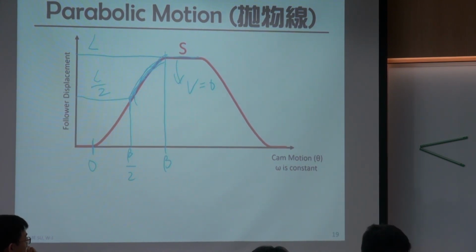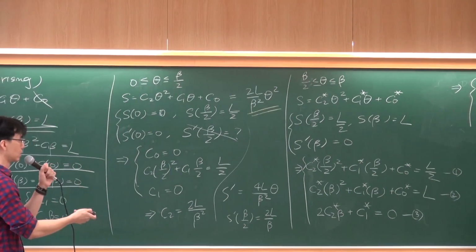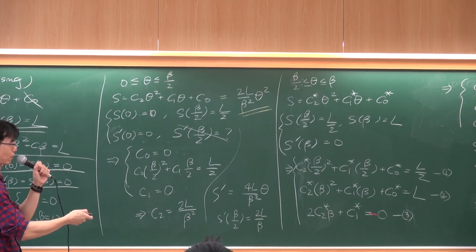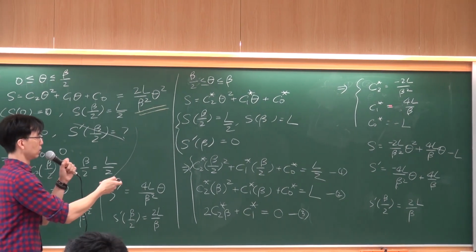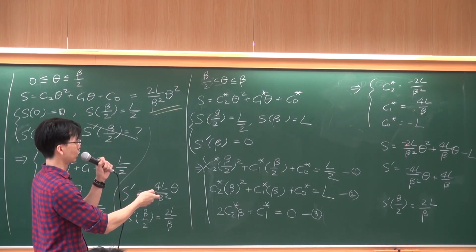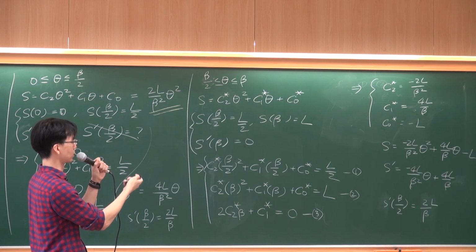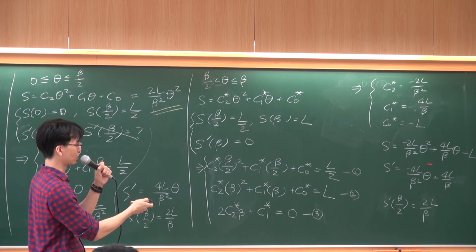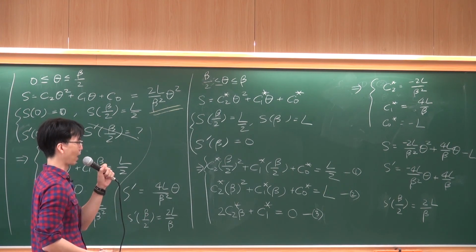So right now we have 3 conditions, which means 3 equations to solve these 3 unknowns, the C0 star, C1 star, and C2 star. It's a bit complicated, but you can still solve it. Similarly, with these 3 equations we solve these 3 unknowns, and here I just show you the result. Once you find these 3 unknowns, then you know the expression for the displacement. Displacement will be in this form, and you do the derivative with respect to theta to get the velocity.